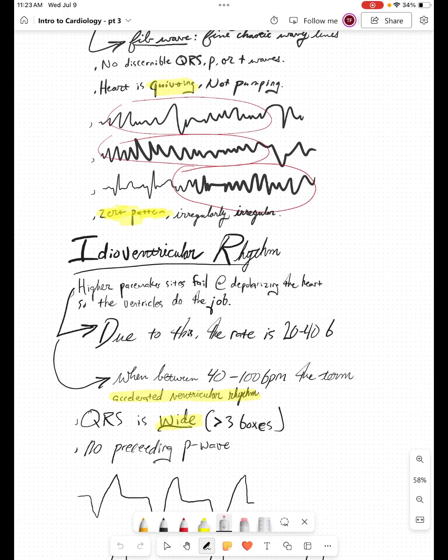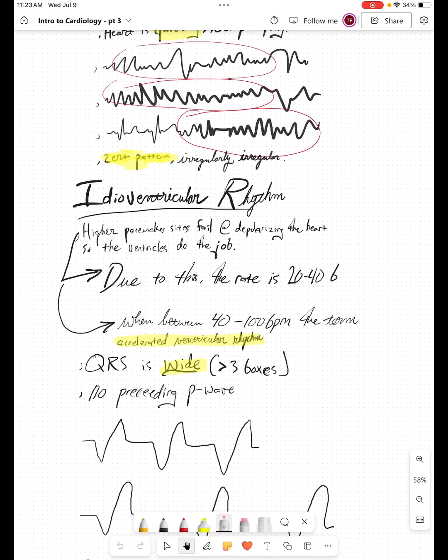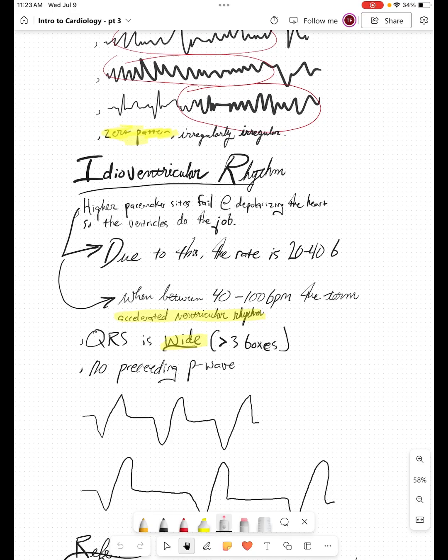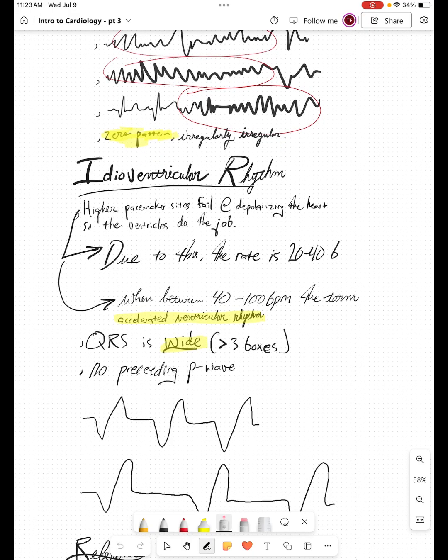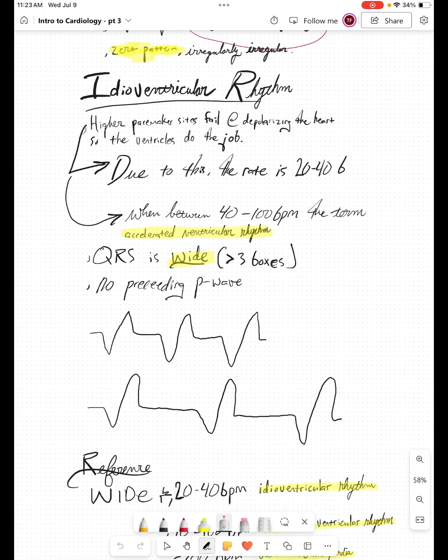Let's move down to idioventricular rhythms. Idioventricular rhythms are, think VTach slowed down. The higher pacemaker sites are failing at depolarizing the heart, so the ventricles are going to do the job for them. What this is going to look like is these down here. We have a slower, wide, QRS-dominated rhythm. There are no P waves, there are no T waves, and again, that QRS is going to be wide, greater than 3 boxes.